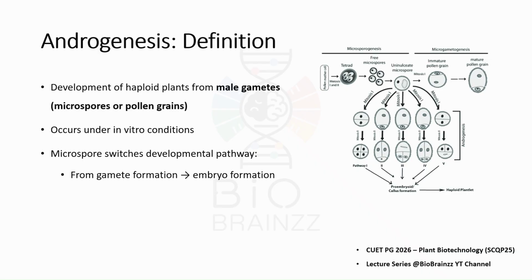Androgenesis definition. Androgenesis refers to the development of haploid plants from male gametes, particularly microspores or pollen grains. Under normal conditions, these cells develop into sperm cells for fertilization. However, under controlled laboratory conditions, they can be induced to form embryos. This process involves reprogramming the developmental pathway of the microspore. Instead of forming gametes, it begins developing like a zygote and develops into a haploid plant, demonstrating the principle of cellular totipotency.